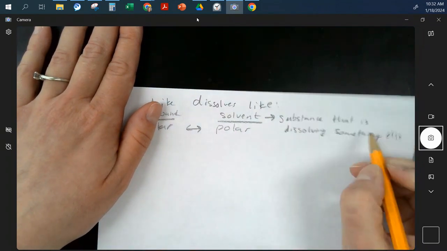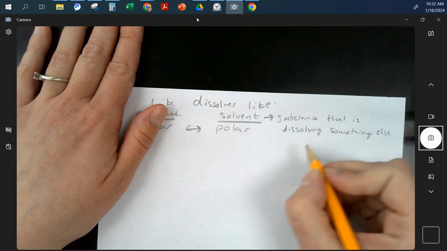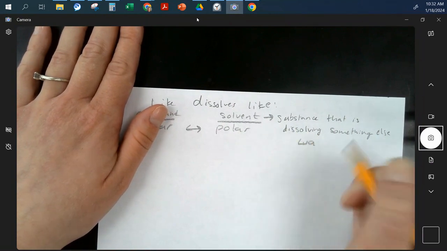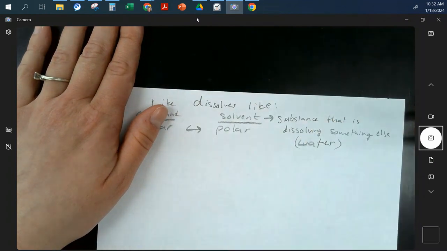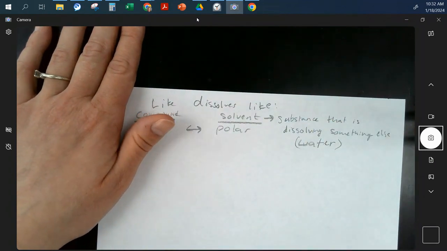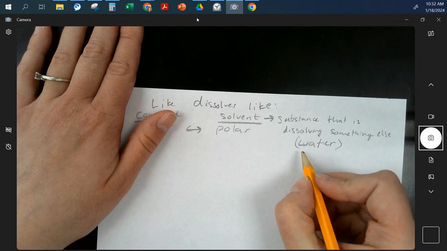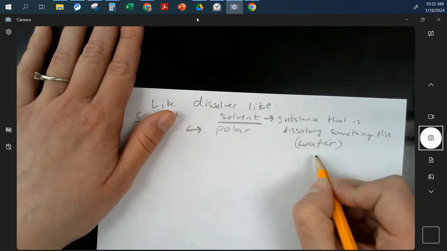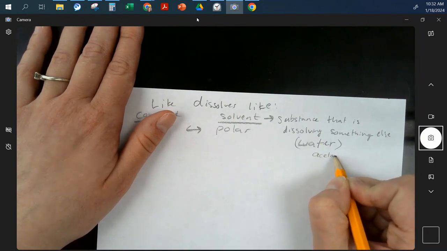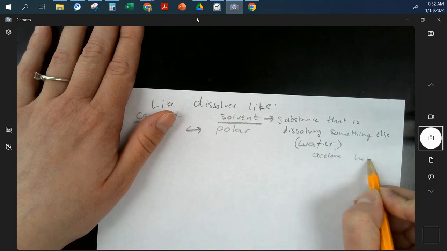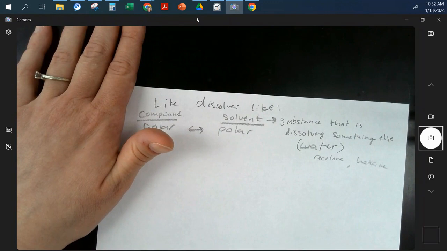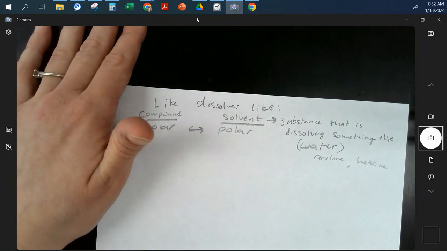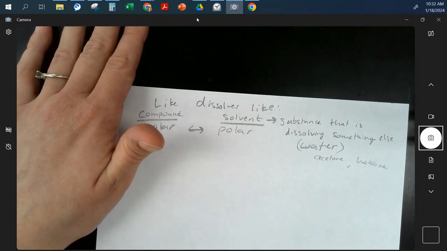So something they call water. Water is a universal solvent. Okay. So usually it's a liquid. Another solvent is like acetone, okay, or like hexane. So like dissolves like, that helps chemists decide, okay, if I pick this, it's going to dissolve in this.